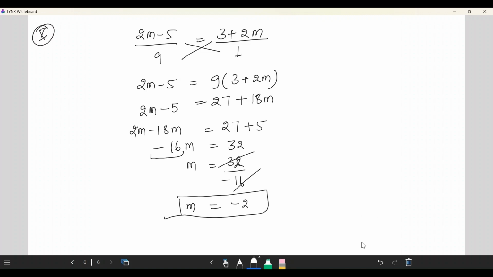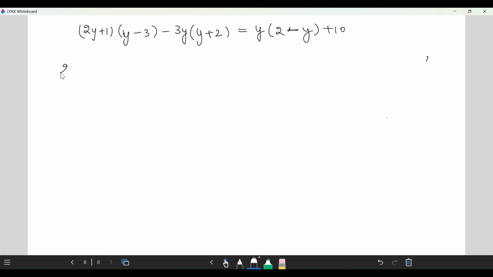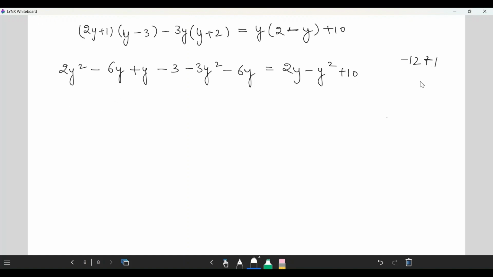So can you do it or not? You know how I did it? 2y into y minus 3 is 2y square minus 6y, plus y minus 3. Okay, here minus 3y square minus 6y. And here 2y minus y square plus 10. Okay, so minus 12y plus 1y, that is minus 11y. So 2y square minus 11y, this and this.